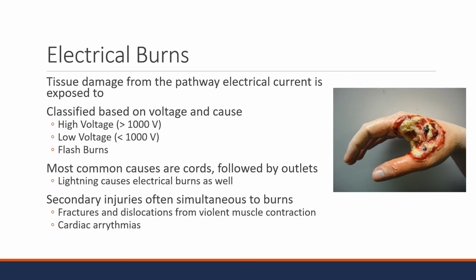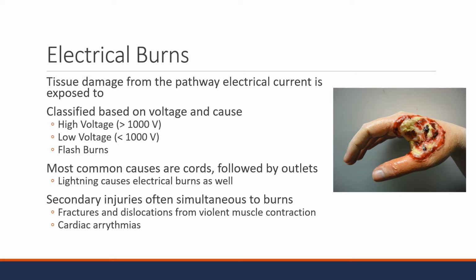Electrical burns are tissue damage from the pathway that the electrical current uses to pass through the body. So if a kid sticks a fork in an electrical outlet, he's going to probably get an electrical burn. Same with lightning. That's an electrical burn kind of injury. Can also happen with an arc flash, but that's really not part of this. It's its own kind of broad category underneath electrical burns. Electrical burns are broken down with voltage and then flash or not flash.